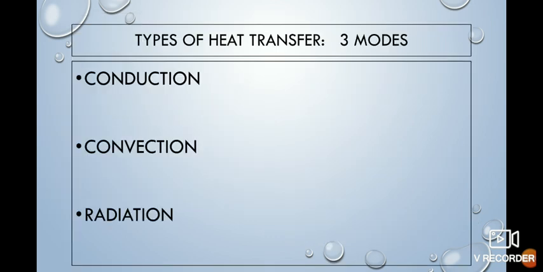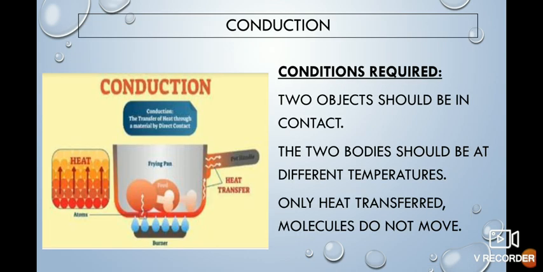There are basically three types of heat transfer, three methods or modes of heat transfer. What are they? They are conduction, convection and radiation. So what are the three methods or three modes of heat transfer? They are conduction, convection and radiation. Let us study more about conduction.